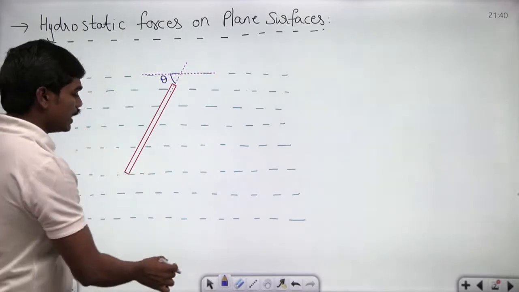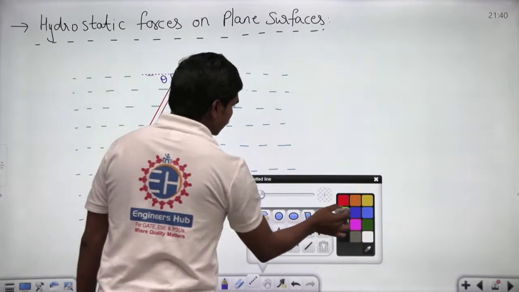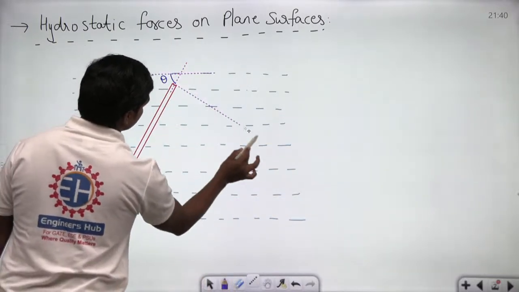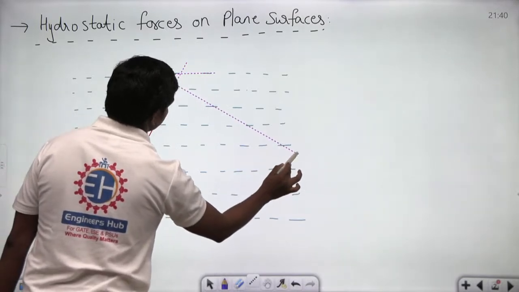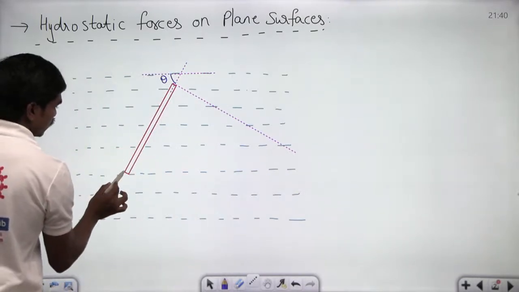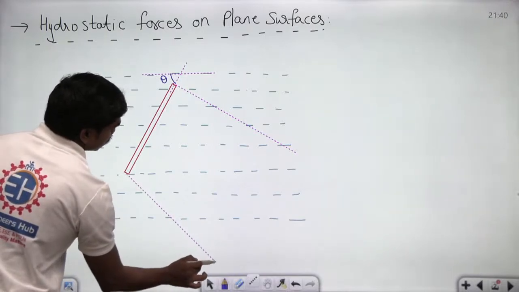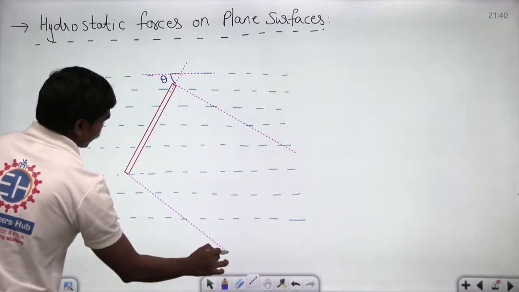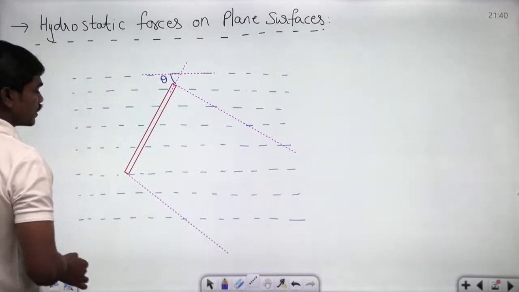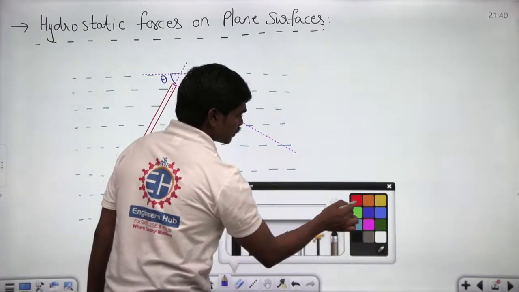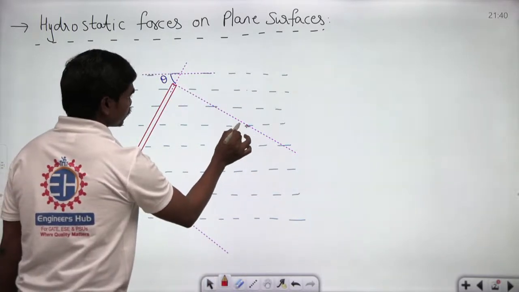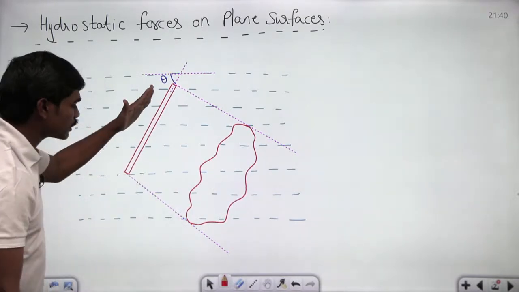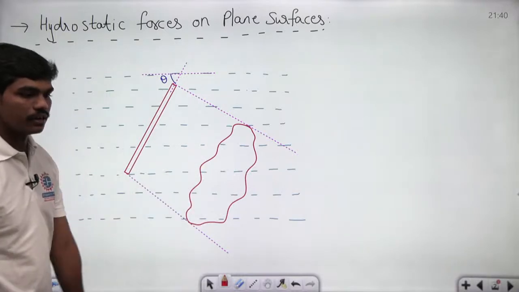Okay. So now let us try to project this. See carefully. Let us suppose I am projecting to show you how the area of this looks. If you project this, then let us suppose this is the area of your projection. So if you see it from the top view, this is the area which you can get here.